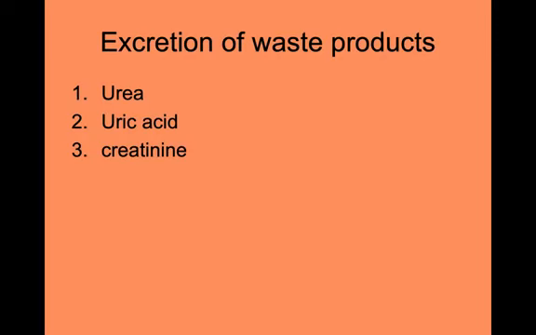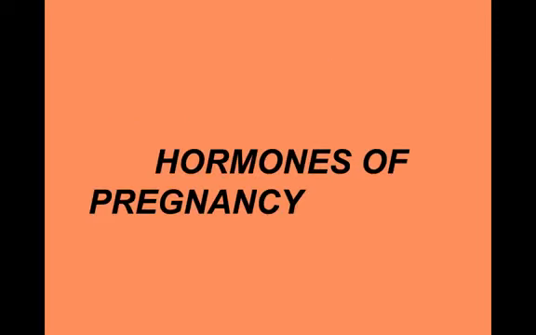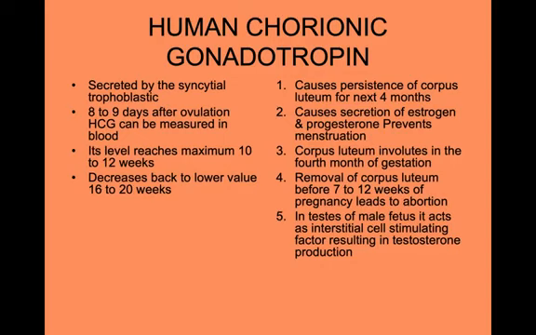Another function of the placenta is excretion of waste products, which are urea, uric acid and creatinine. They are also excreted through the placenta. Now there are different hormones which are produced by the placenta. These are human chorionic gonadotrophin hormone, estrogen, progesterone and human chorionic somatotropin. We will discuss them one by one.